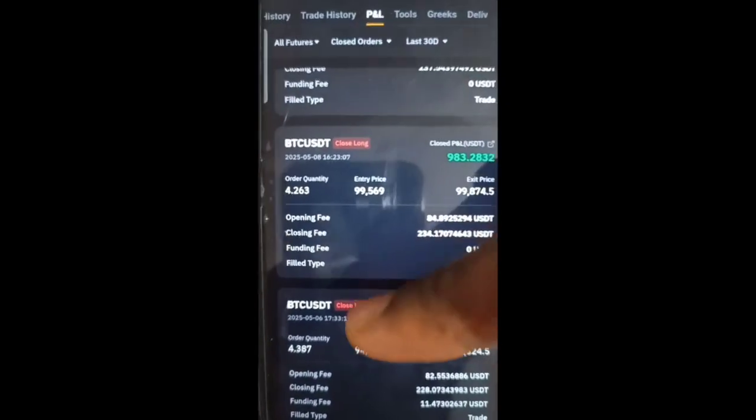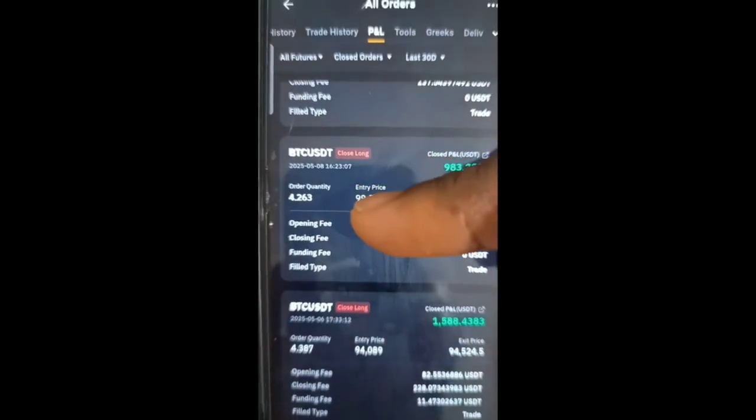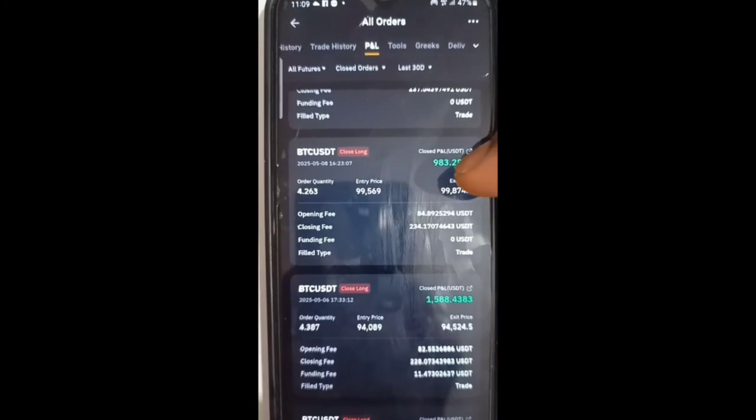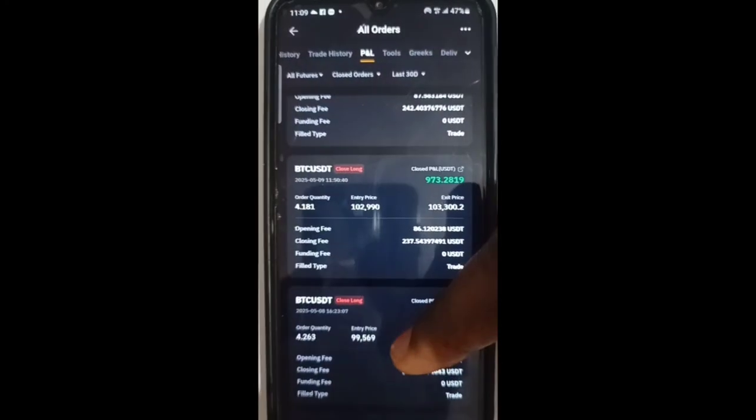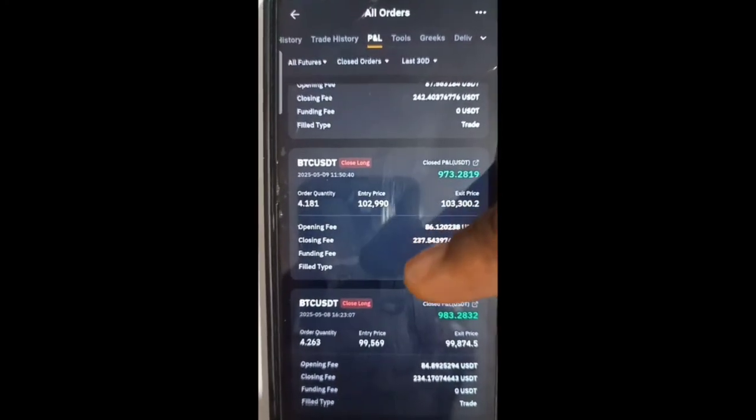Now on the 7th, you can see this is on the 6th. On the 7th, what happened on the 7th? I no see wetin work for me. I relax. But see on the 8th. On the 8th, I make how much? $983. Now on the 9th, I see setup wey dey work for me. I enter trade, I make another $973.